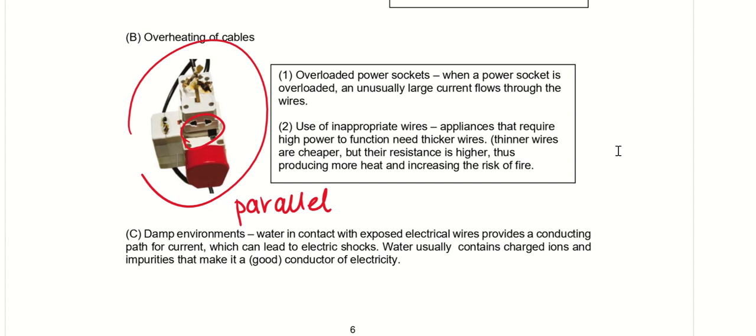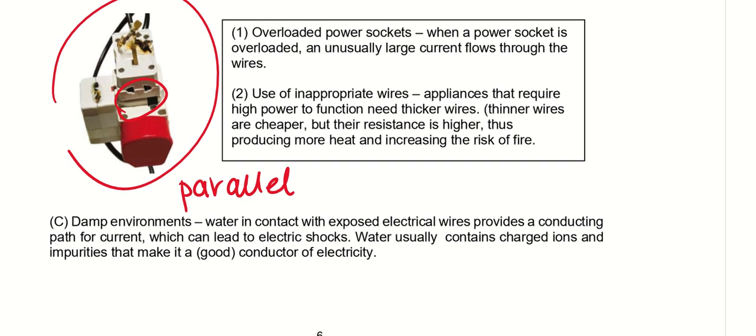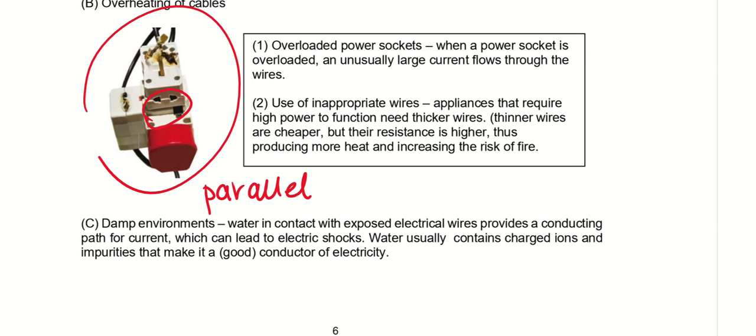Okay, last one is damp environment, because water may reduce the resistance of a body. So then we may provide a conducting path for the current, which can again lead to electric shocks. So these are the three possible hazards.